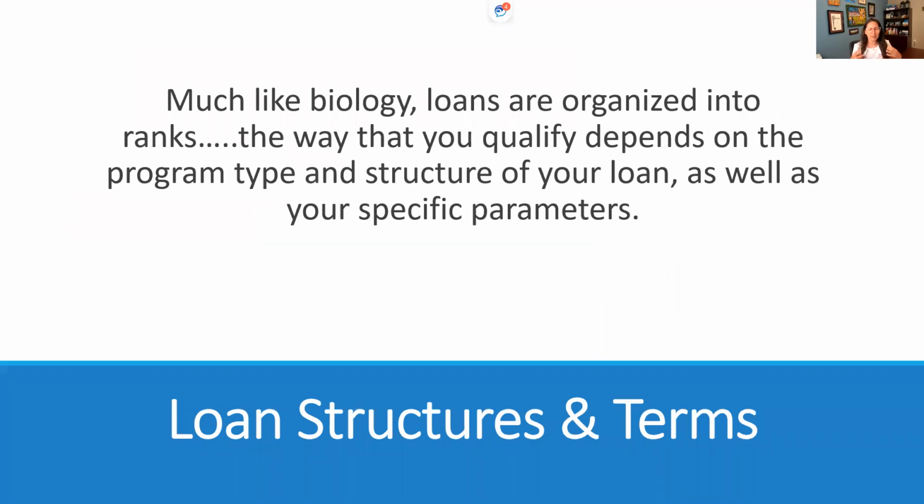And think about loans like biology, right? Just like that, there's ranks, right? And the way that you qualify depends on the program type, as well as the structure of the loan, as well as your individual life. So there's 3 different things we're always running through. If this changes, if this changes, if this changes, right? So just think about how they kind of flow together.